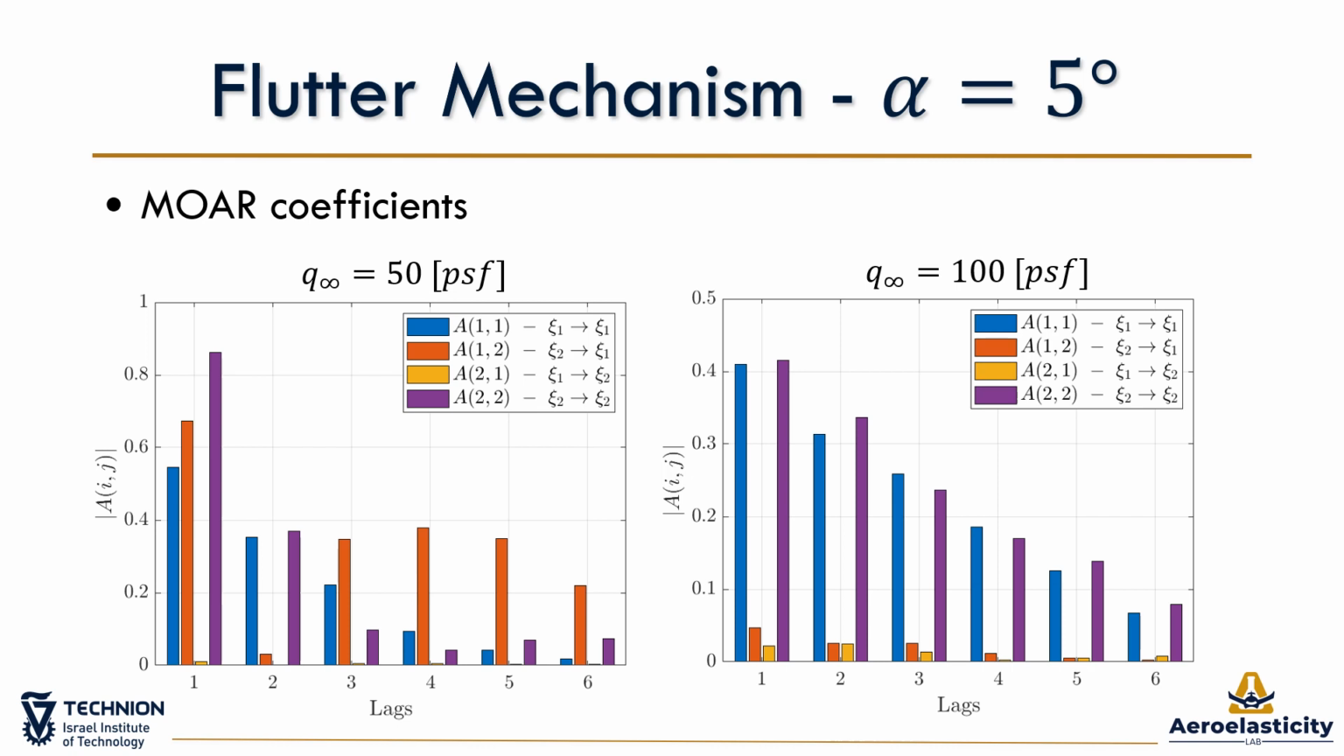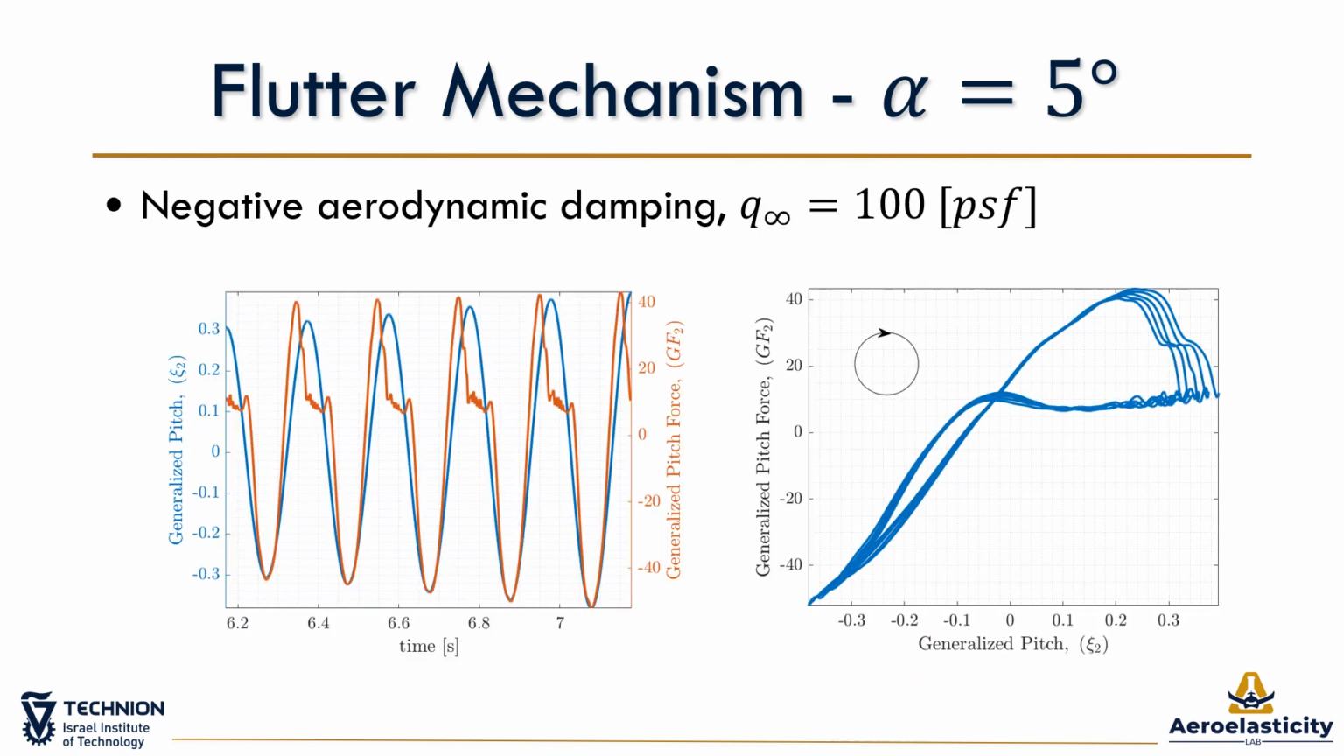It is noteworthy that for the lowest dynamic pressure of 50 PSF, which is the closest to the flutter onset, the effect of the pitch displacement on the heave response is dominant, even more than the effect of the heave time history itself. Based on the previous results and the stall threshold at Mach 0.8, we identified that at 5 degrees angle of attack, the flutter mechanism is that of stall flutter, characterized by a dominant response at the pitch frequency. In this slide, we show the pitch displacement and force responses on the left, and the connection between them at 100 PSF using the Lissajous curve shown on the right.